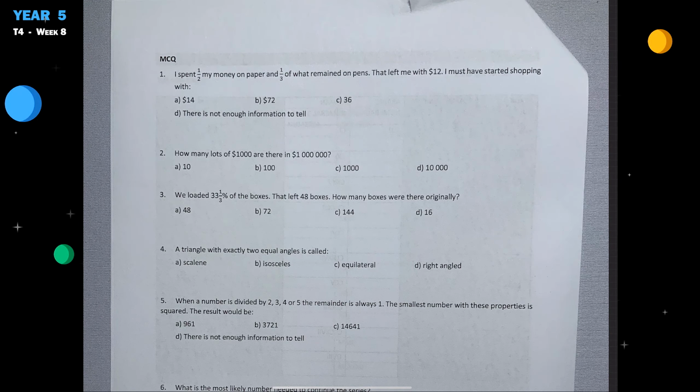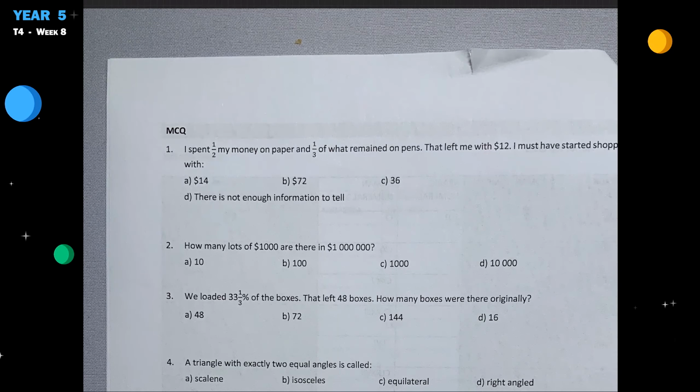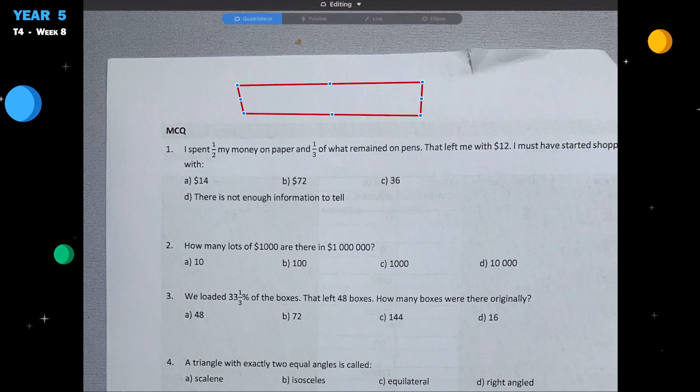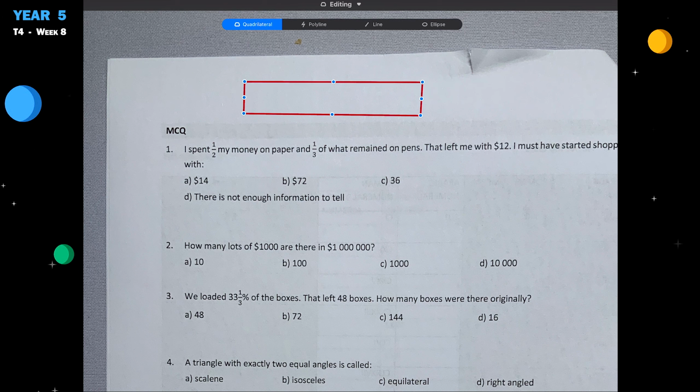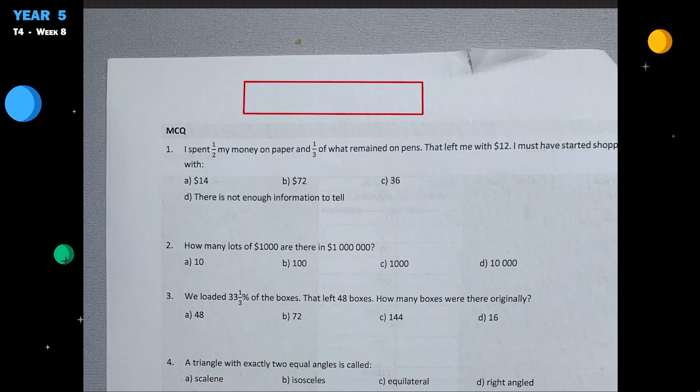I spend a half of my money on paper and a third of what remains on pens. So imagine you have this as your money. Let's try and fix this quadrilateral first. Doesn't look so bad. Okay, so imagine this is all your money. You spend half of it. So imagine if you spend maybe that much.